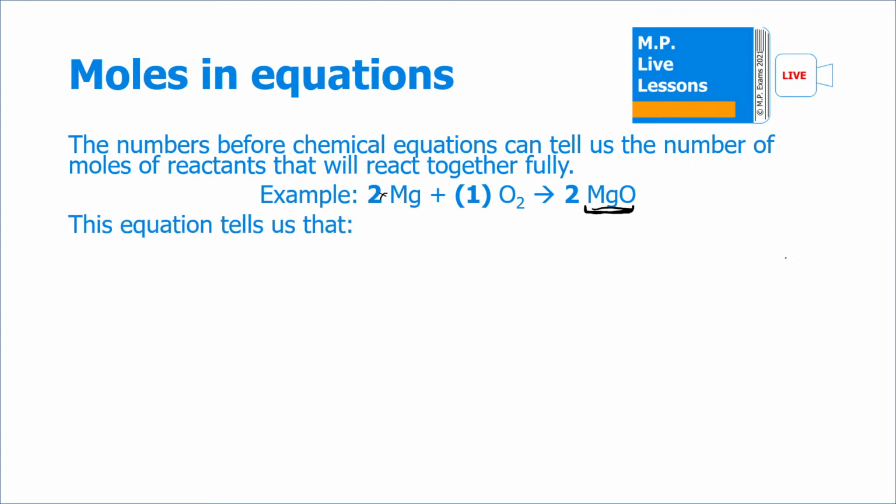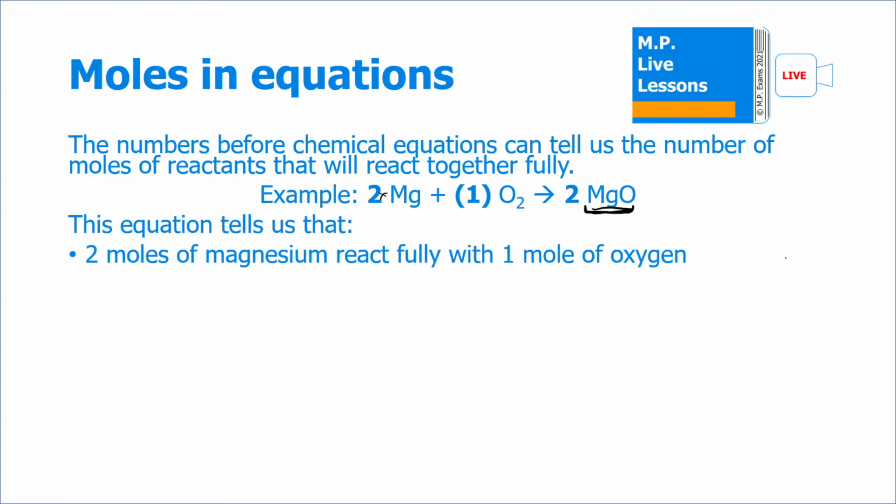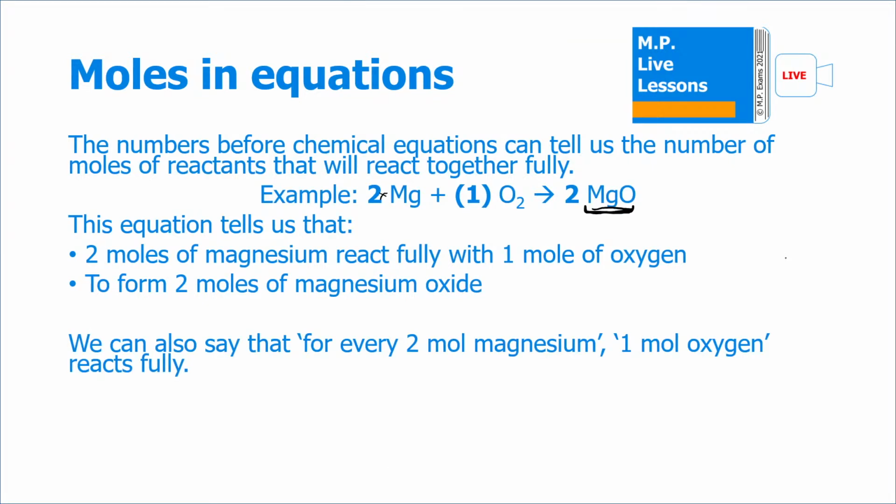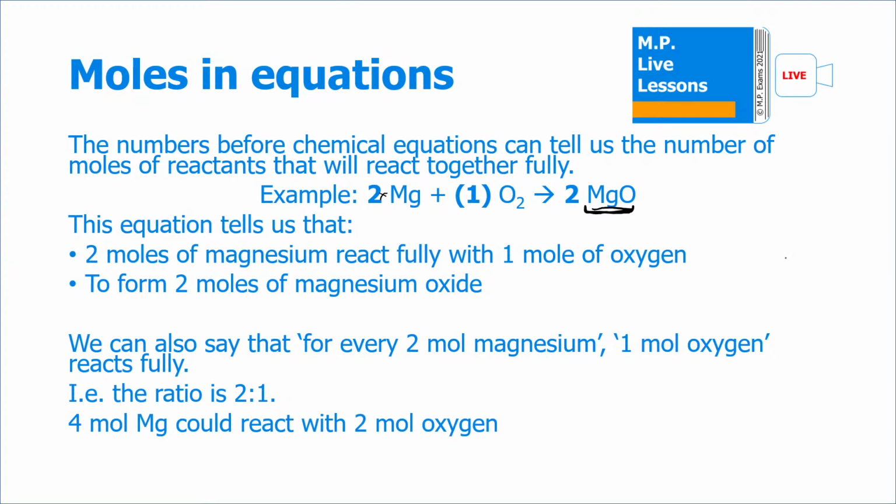So therefore this equation tells us 2 moles of magnesium react fully with 1 mole of oxygen. So for every 2 moles of magnesium we need at least 1 mole of oxygen to react with it. And this forms 2 moles of magnesium oxide. You'll need to see these things called mole ratios. And you can scale this up or scale this down. You can scale up to a big reaction, for example, where 4 moles of magnesium could react with 2 moles of oxygen. You could scale it down maybe to 0.2 moles of magnesium reacts with 0.1 moles of oxygen.